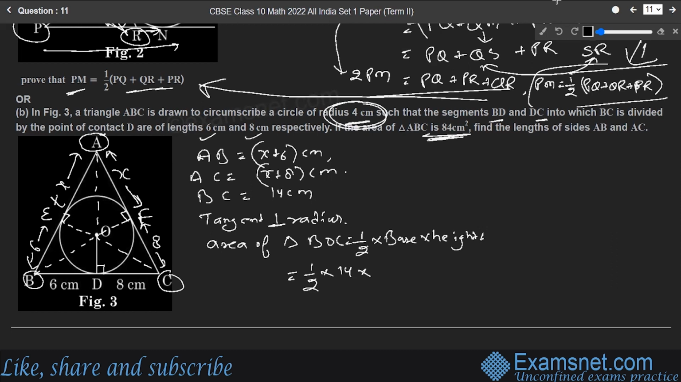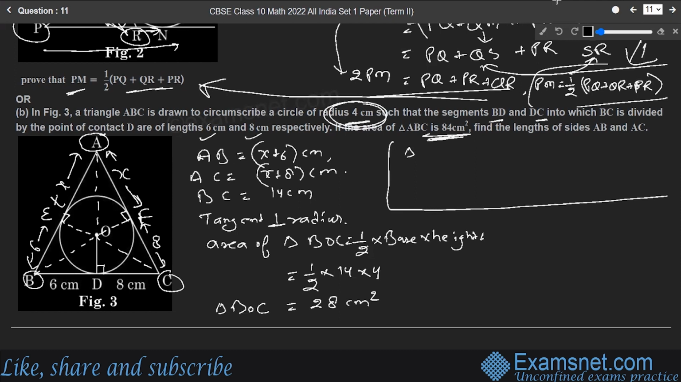So the height of the triangle BOC is nothing but the radius of the circle, because the radius and tangent are making a 90 degrees, so the height is 4. If you solve this, this comes out to be 28 centimeter square. So that is the area of triangle BOC. Similarly, we can find out the area of the other two triangles as well.